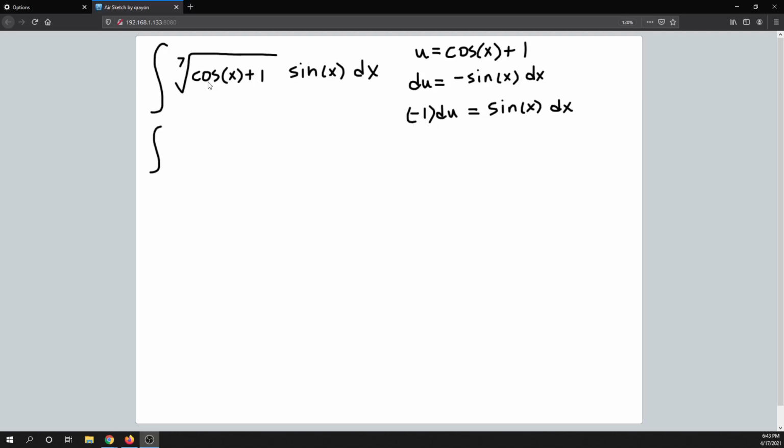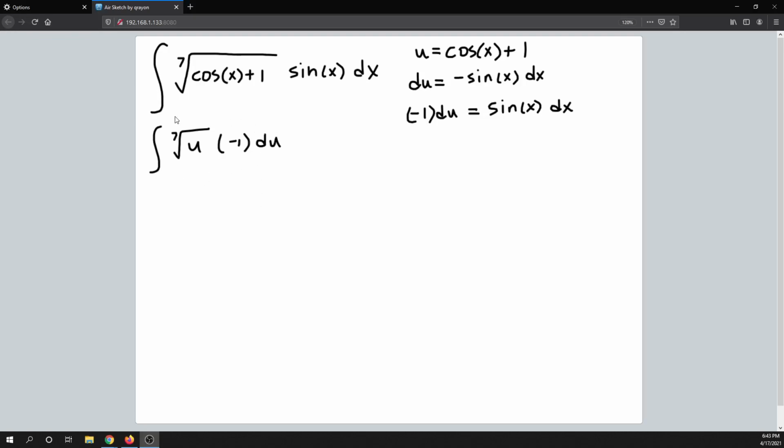I'm going to go ahead and substitute cosine x plus 1. That's going to be u to the 7th power. And then sine x dx, I have that exactly right here. And I know that in terms of u, that would be -1 times du. Right, so I'm just replacing sine x dx with what it's equal to here. And you can see that leads to this pretty simple integral. In fact, this is just going to be another power rule here.